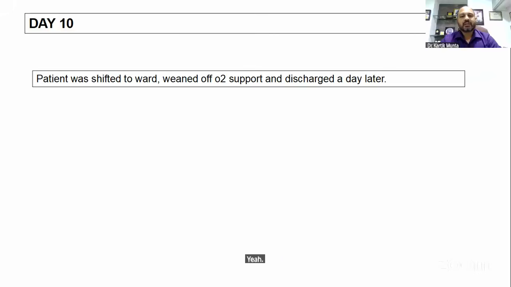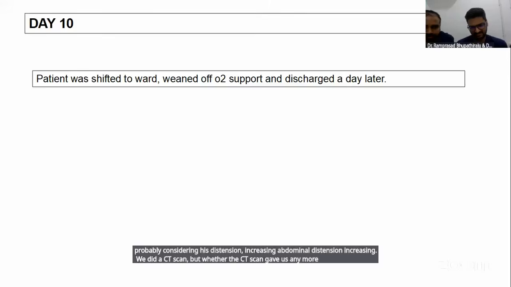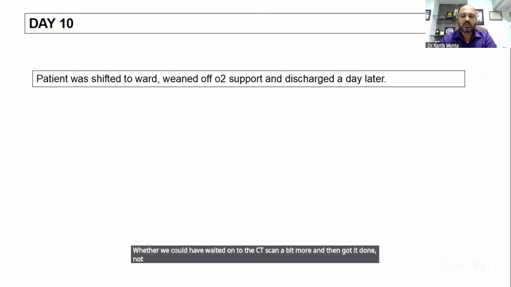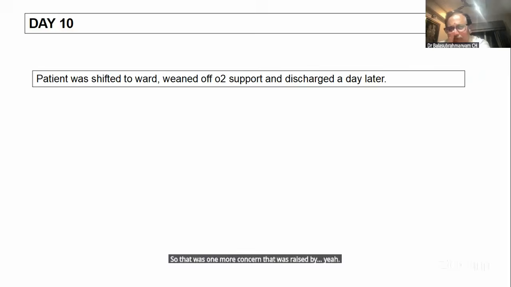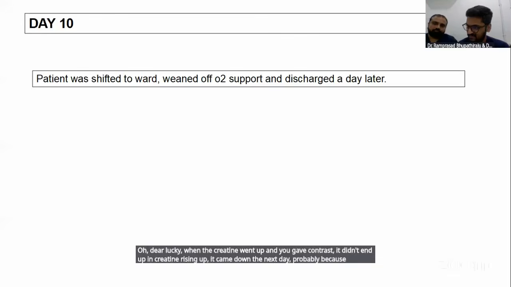Even the timing of the CT scan was probably more of a knee-jerk reaction, considering his abdominal distension was increasing. We did a CT scan, but whether the CT scan gave us any more clinical details than what we already had, and whether we could have waited a bit more before getting it done, was one point of dilemma. Certainly this dilemma exists whenever such a patient comes to the ICU. That was one more concern that was raised. But you were lucky: the creatinine went up and you gave contrast, yet it didn't end up in creatinine rising further. It came down the next day, probably because of your fluids or other luck.